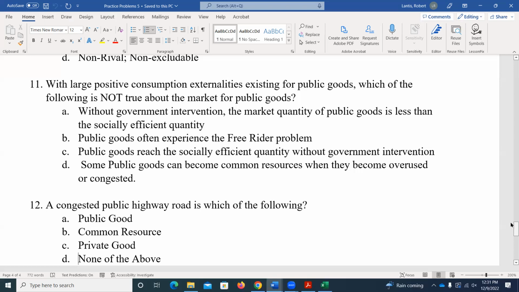If instead I had an uncongested public highway, we would say that would be what? Public good. Non-rival, non-excludable. What if I had a congested toll road? It's a private good. It's rival. Yeah, it's rival.